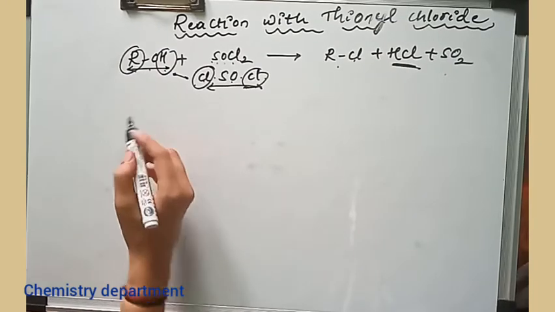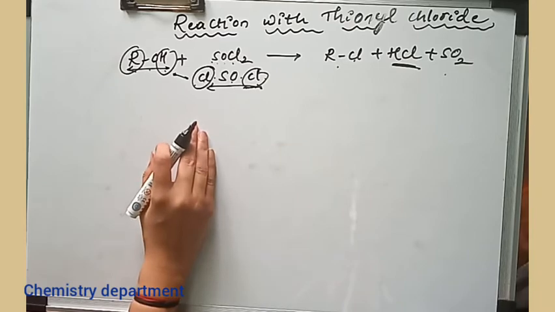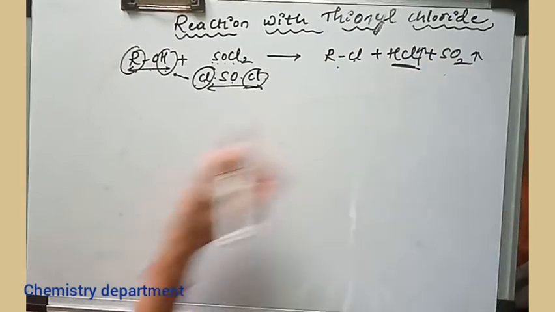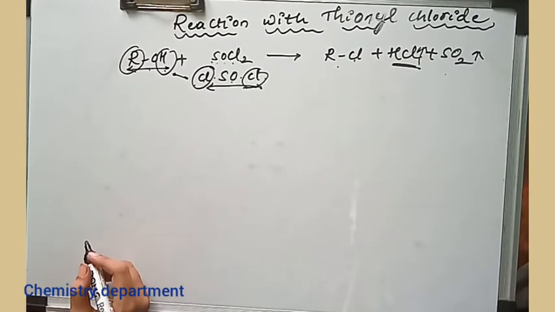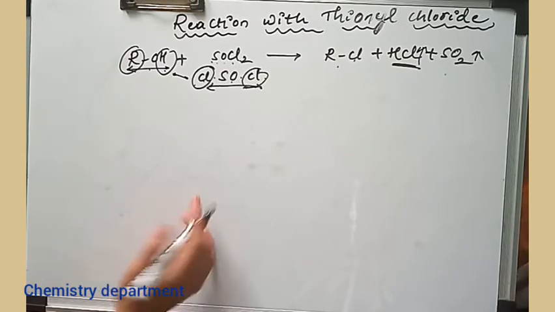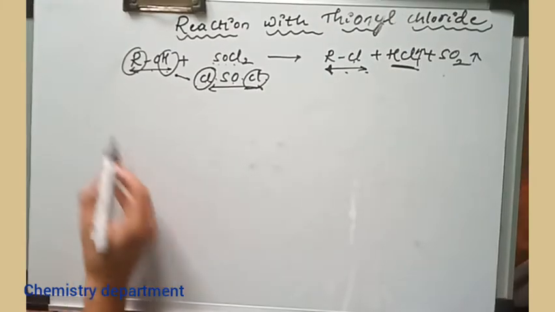Out of all the methods of preparation, this one is considered the best method of preparation. The reason is, the side products that are formed, HCl and SO2, are escapable gases. They can be removed by distillation. As a result, we will be left with only the main product. That is why this method is preferred.